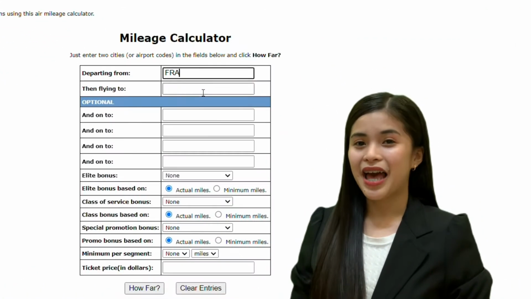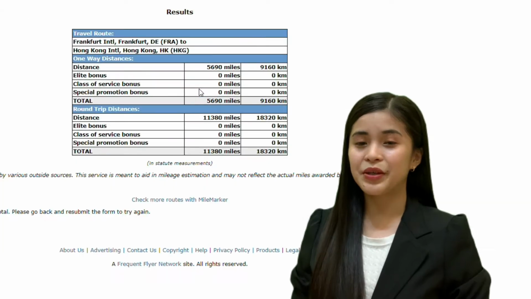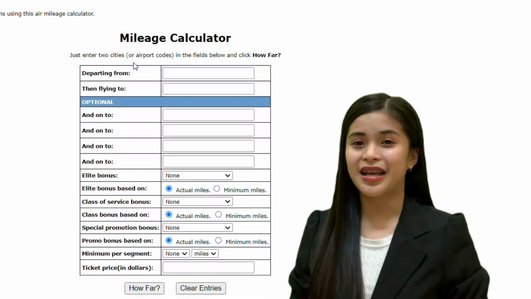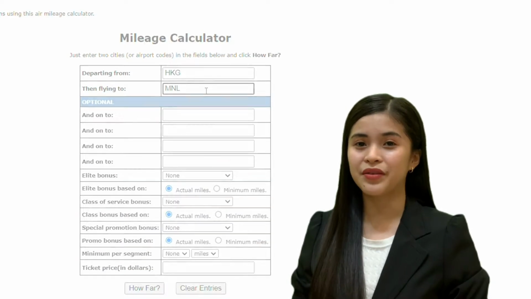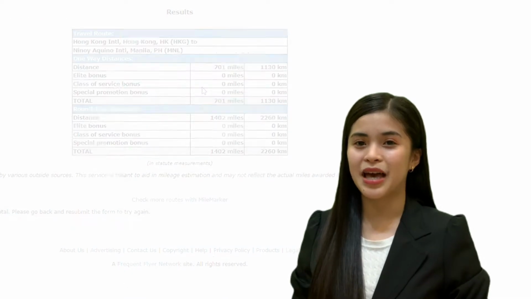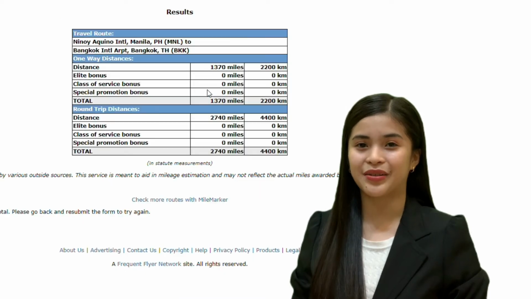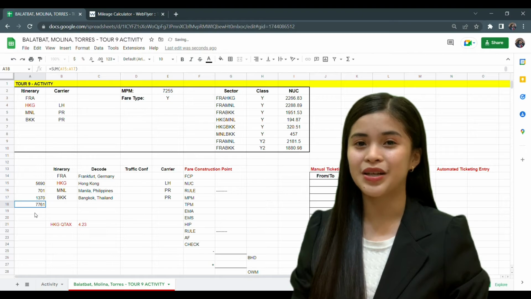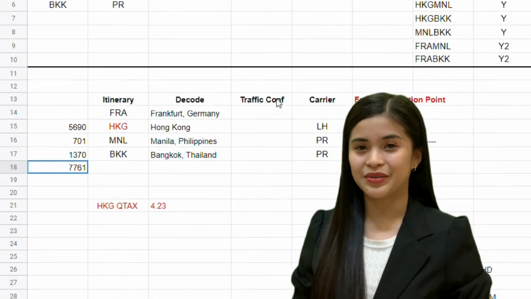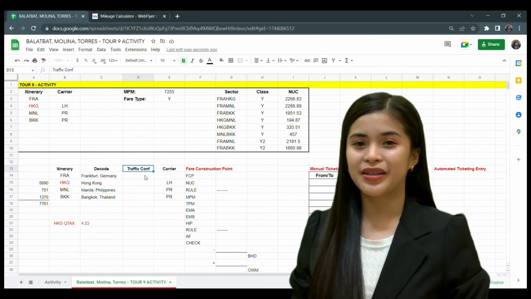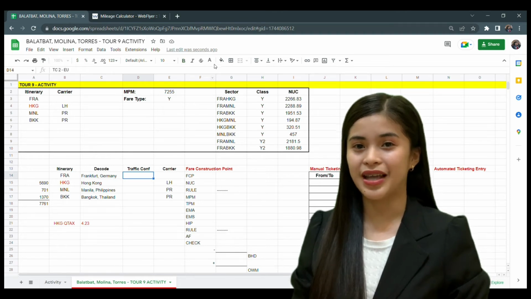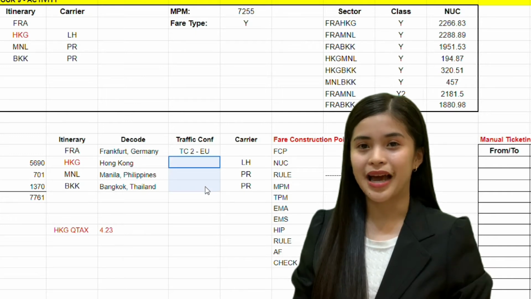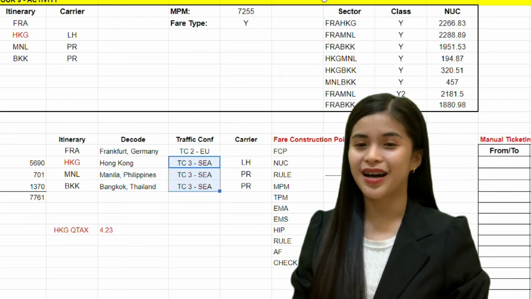Type the first leg, FRA to HKG, giving you a ticketed point mileage of 5,690 miles. On to the next leg, HKG to MNL with 701 miles, and the last leg, MNL to BKK with 1,370 miles. Sum that up and you will have a total ticketed point mileage of 7,761. We also have to identify the traffic conferences of each leg. Frankfurt is TC2 in Europe, while Hong Kong, Manila, and Bangkok are all in Southeast Asia under TC3.